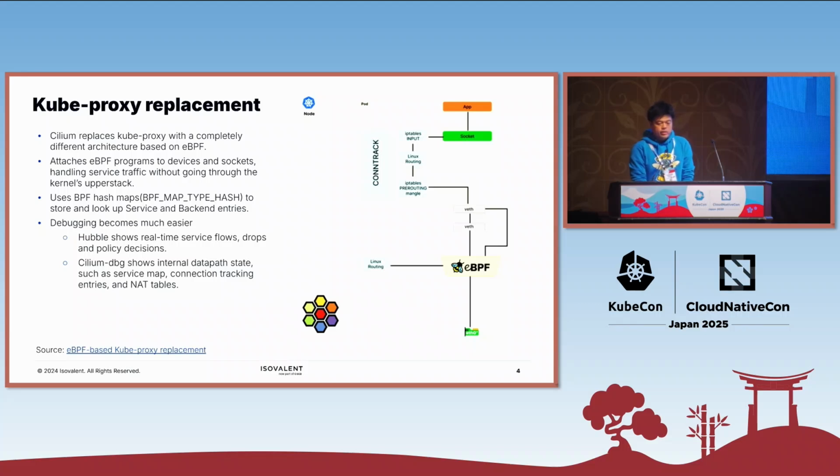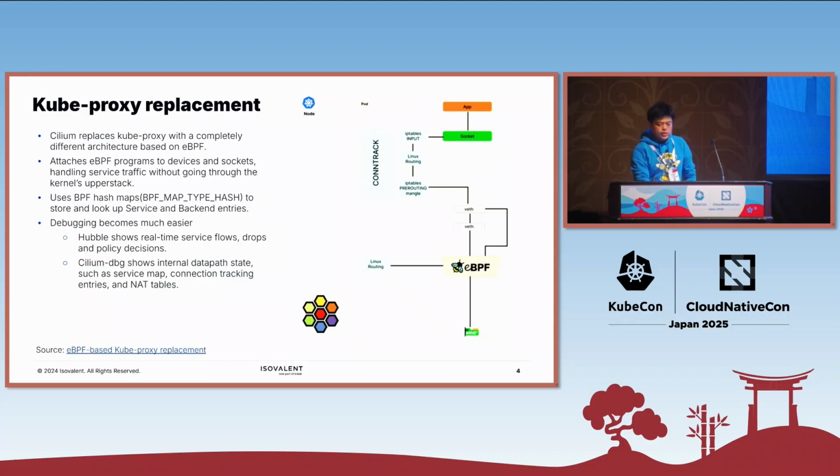Cilium replaces kube-proxy with a completely different architecture based on eBPF. It attaches eBPF programs to devices and sockets, handling service traffic without going through the kernel's upper stack. Instead of scanning a long list of rules like iptables, Cilium uses BPF hash maps to store and look up service and backend entries. It performs these lookups in constant time, regardless of how many services exist.